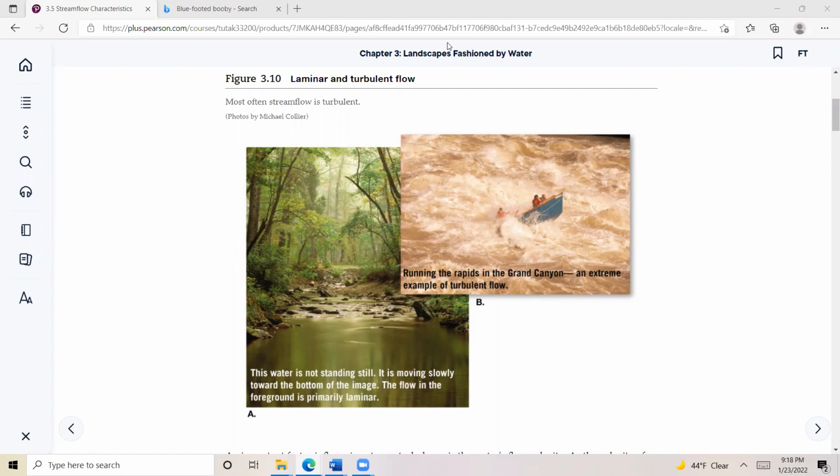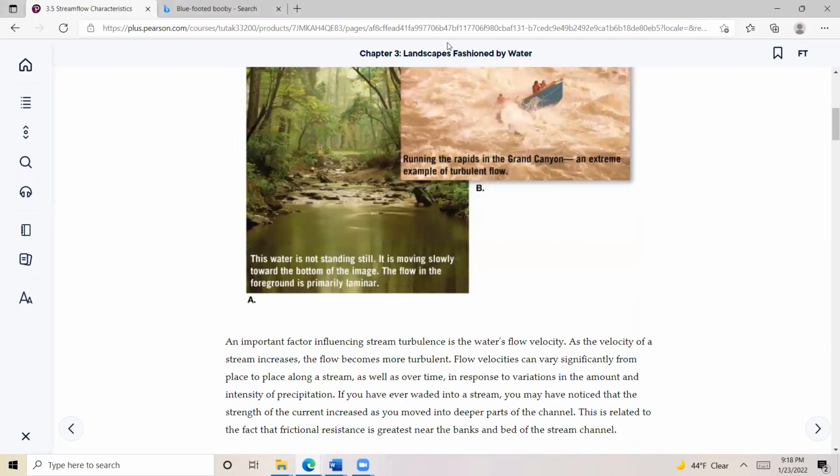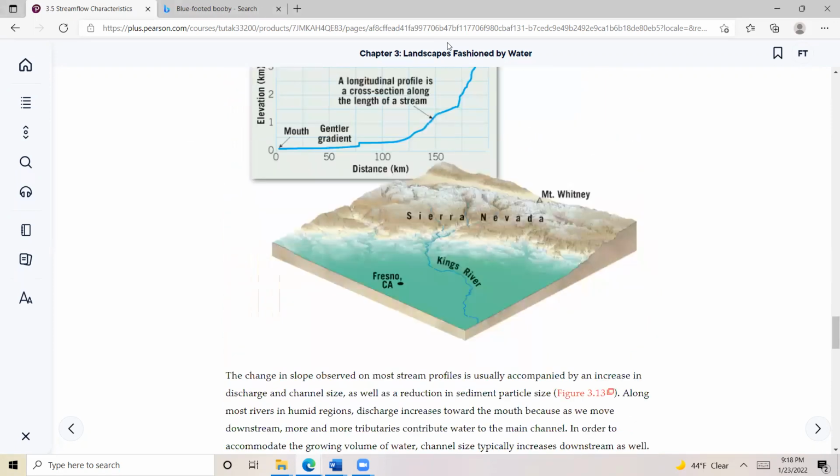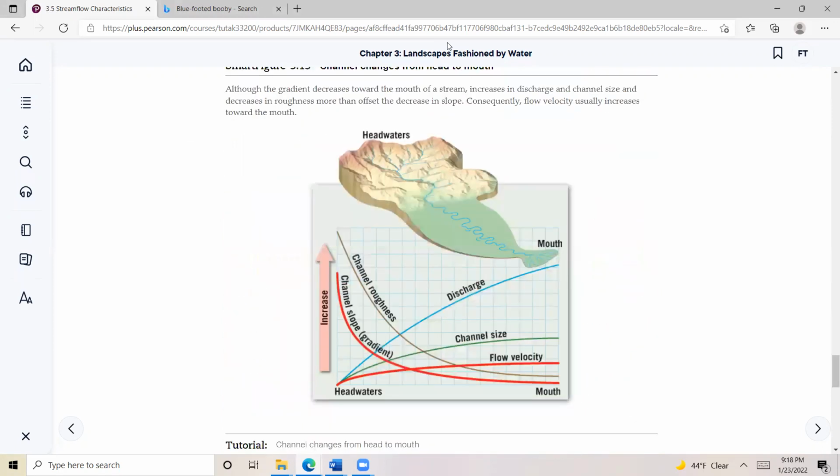A stream's flow velocity is influenced by the channel gradient, and gradient is related to gravity, and also by the size, shape, and roughness of the channel, and the stream's discharge. So we'll talk about how water starts from the headwater and how it ends up at the mouth, where it discharges.